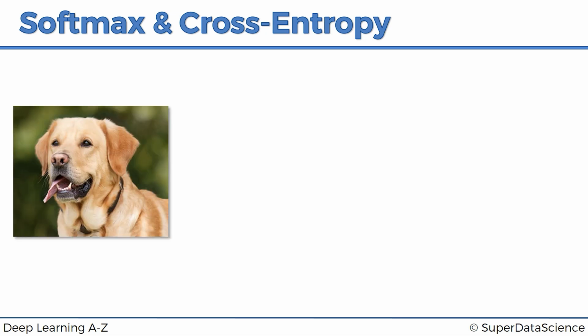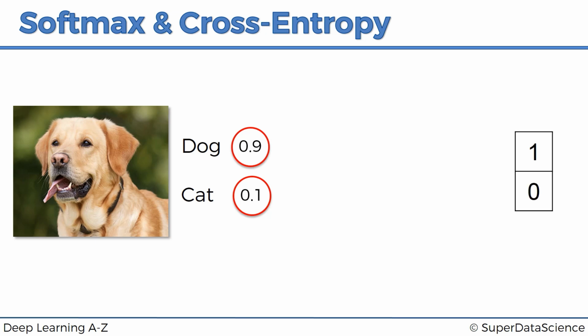So let's say we've put an image of a dog into our network. The predicted value for dog is 0.9, and this is during the training, so we know the label that it is a dog. So the predicted value is 0.9, the predicted value for cat is 0.1. Then here we have the label, so we know it's a dog because this is training, and 1 for dog, 0 for cat.